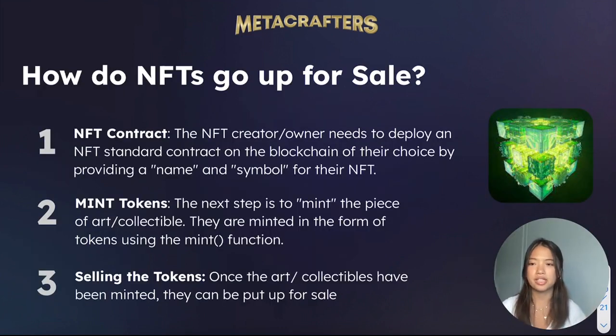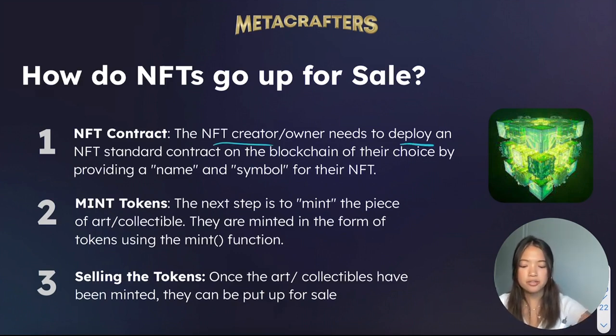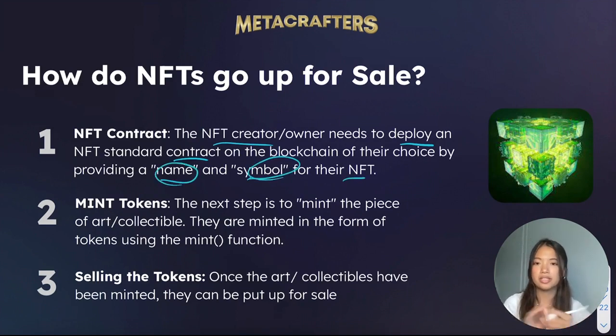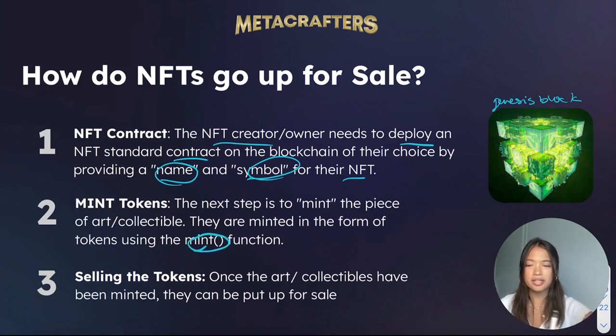These are the three general steps for NFTs. First, the NFT creator deploys a contract for the NFT, which has things like the name and the symbol for the NFT. For example, if we had this block over here, the name would be Genesis block. Once the contract is deployed, it will have certain functionalities like mint, which essentially generates these tokens. So of course, the next step is to mint these tokens. Usually there's a function that looks something like this to mint the tokens. Once we mint it, that means these tokens are finally recorded on the blockchain.